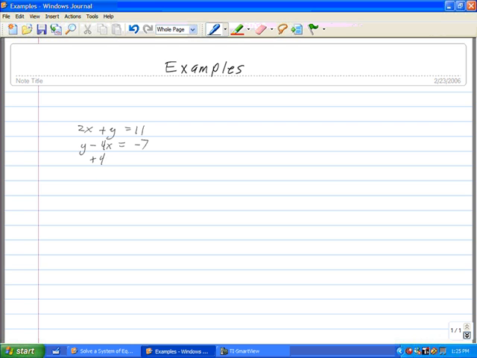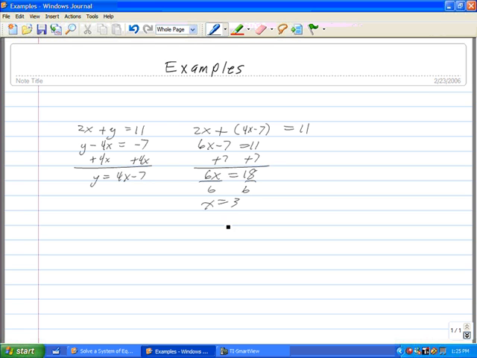I can just come right over here and add a 4x. Get y equaling 4x minus 7. Come up to the first equation. Put in 4x minus 7 in place of y. Combine my like terms. Add the 7. Doesn't look like I'm going to get infinitely many solutions. Doesn't look like no solution because the variable has not canceled out. This looks like a one solution case.